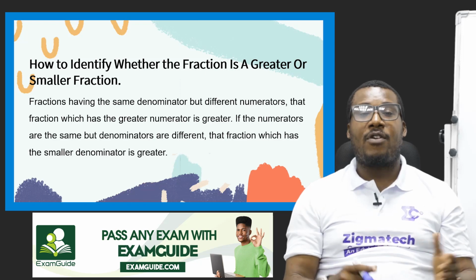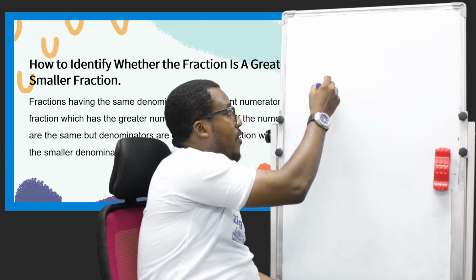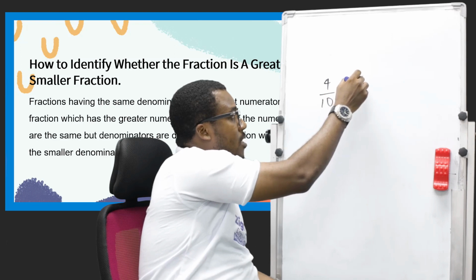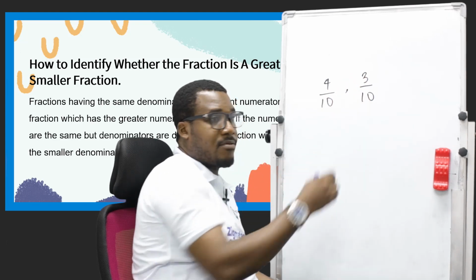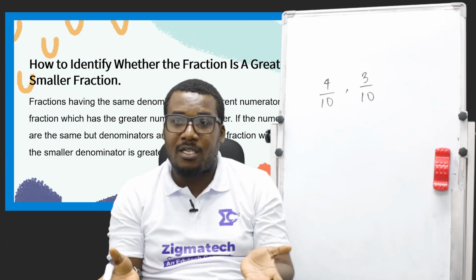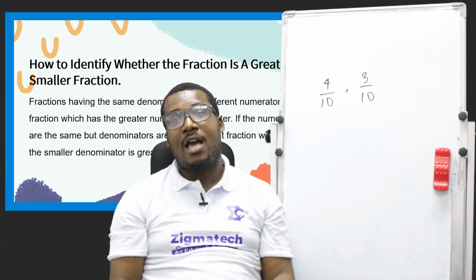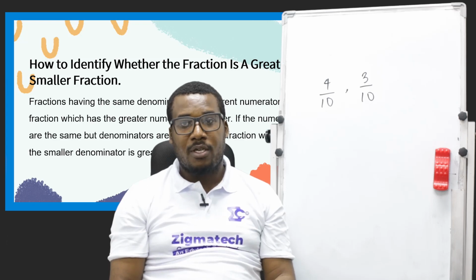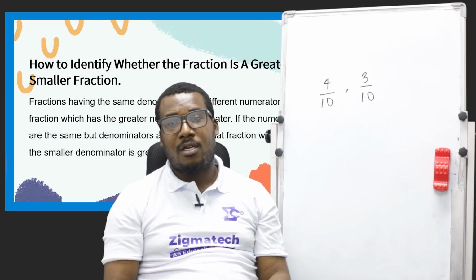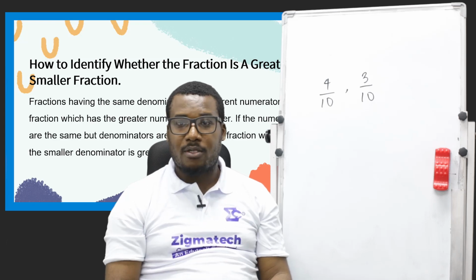What that means is that if you have a set of data, and let's say you have 4 over 10 and 3 over 10, the same denominators, and we know that the denominator is the lower side of a fraction, while the upper side is called the numerator. So in this case, we're having 10 and 10, which are the denominators, to be the same. But their numerators, 4 and 3, are two different numbers.